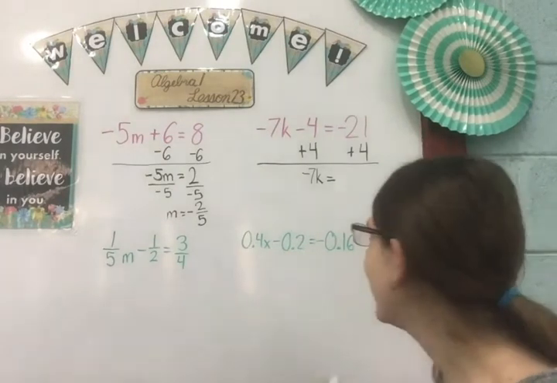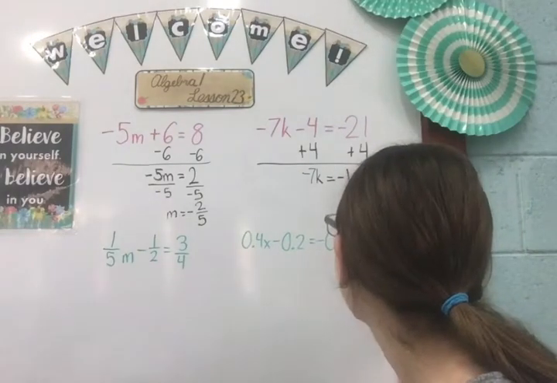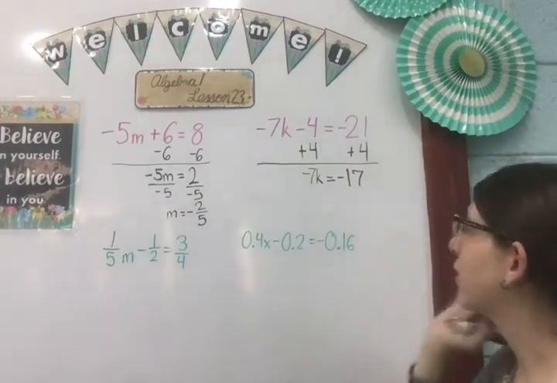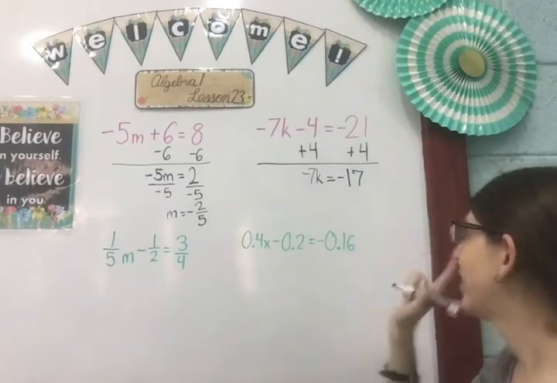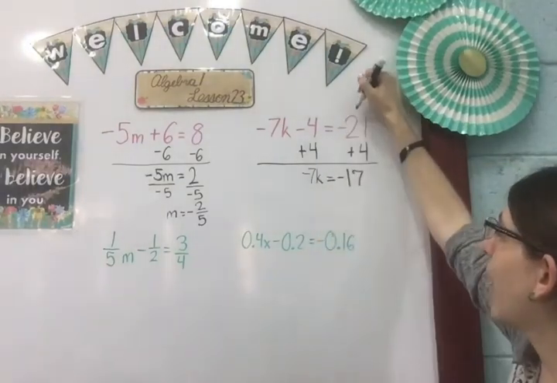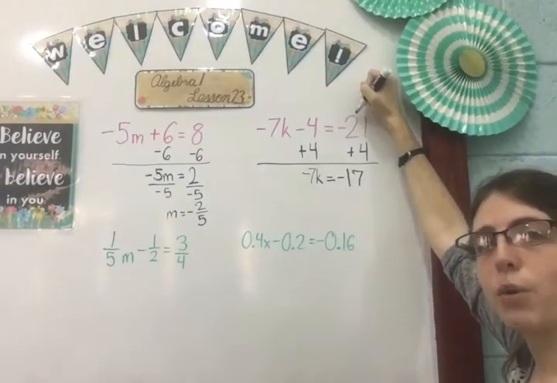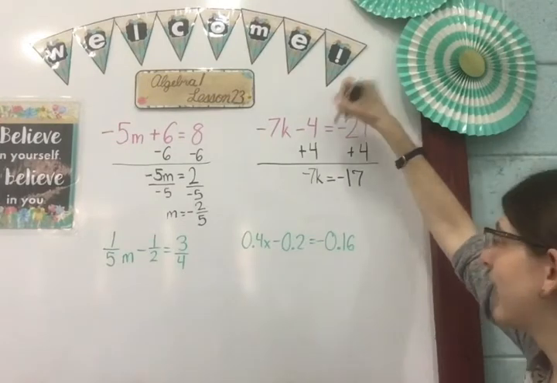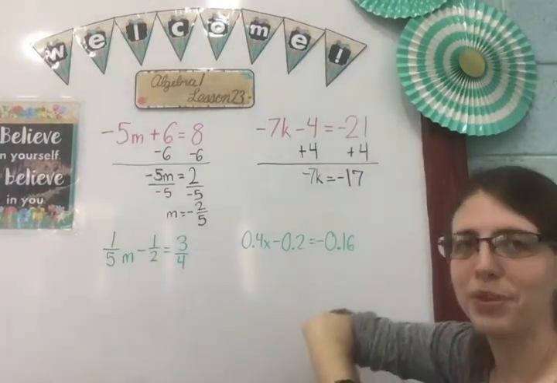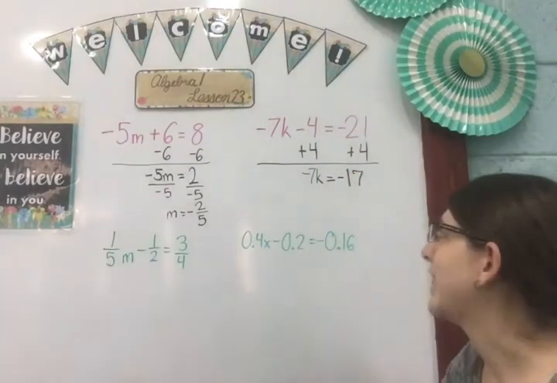Negative 17, right? Because it would be 21 minus 4, since the signs are opposite, which is 17. The greater absolute value is 21, so I take the negative because negative 21 has a greater absolute value. So it's negative 17.